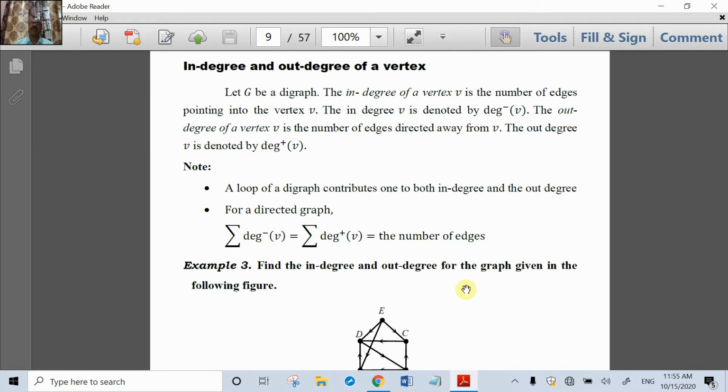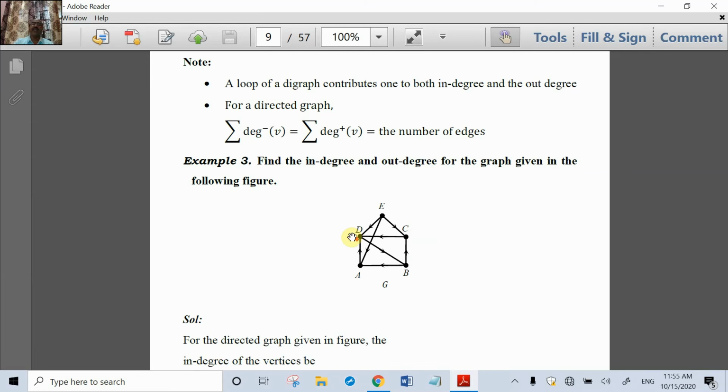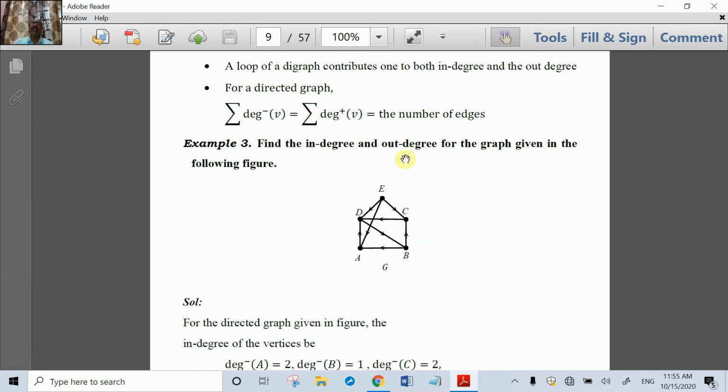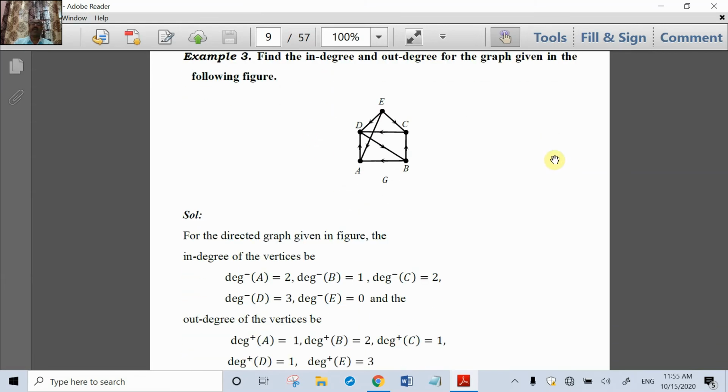Out degree is the number of edges pointing out from V, denoted degree plus of V. Now for a directed graph, the sum of in degrees equals the sum of out degrees equals the number of edges. See, find the in degree and out degree for the given graph.